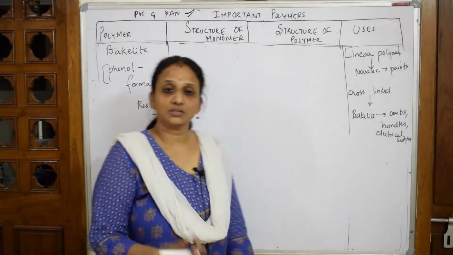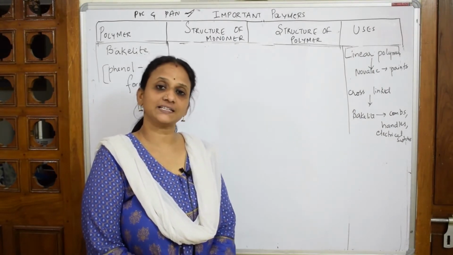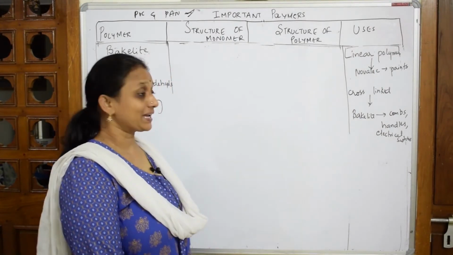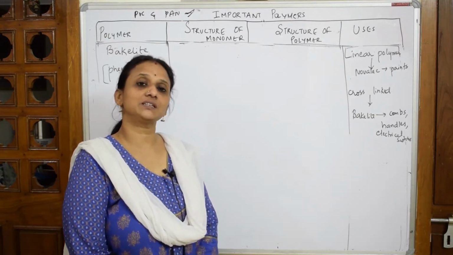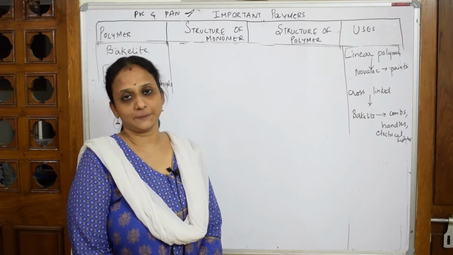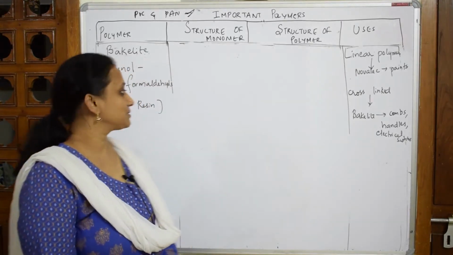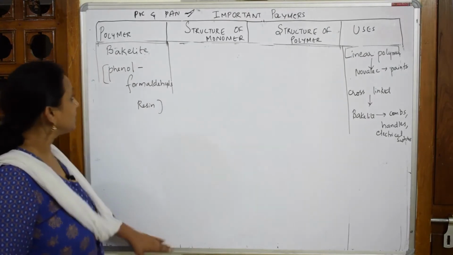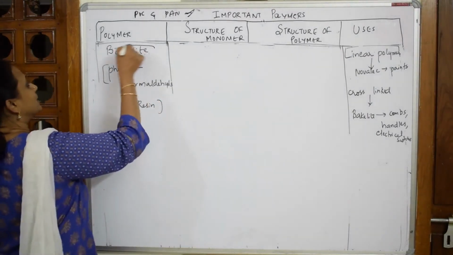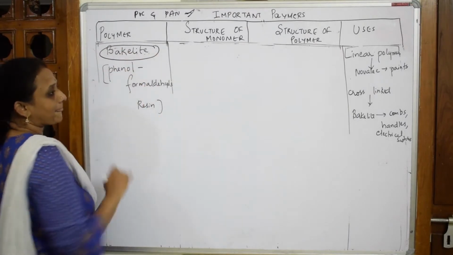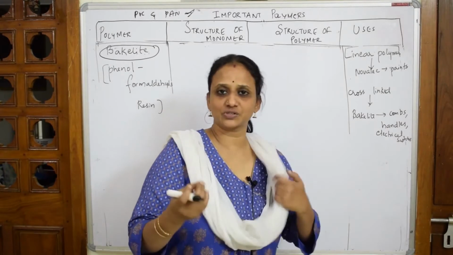Right, after addition and condensation polymer examples, let us come back and do a third category of example, that is bakelite. We will also study one more type, that is melamine formaldehyde. These are also a class of polymers. We are trying to form a compound called bakelite, which is used in making combs, handles and electric switches and all these.